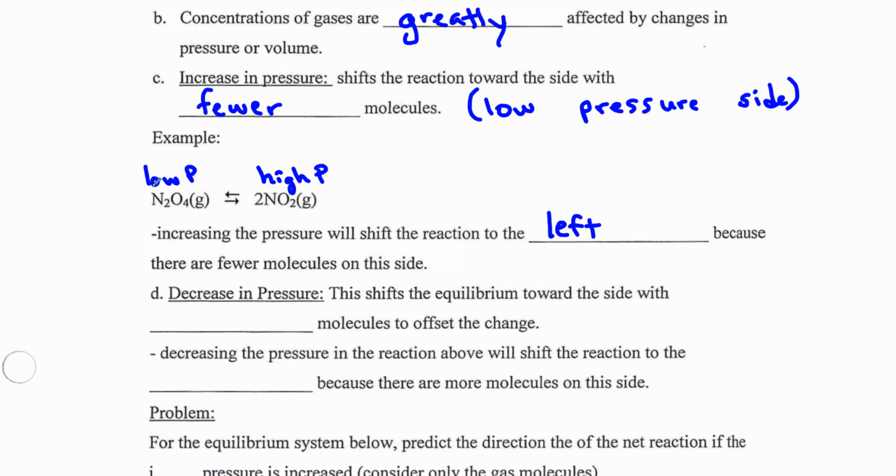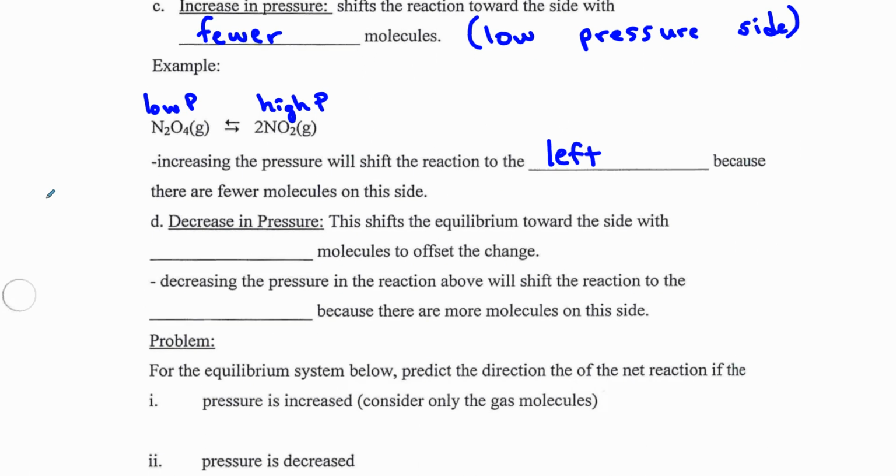So you just need to identify which side is low and which side is high in order to figure out which direction it needs to shift. So in this particular example, it shifts to the left because the left side has fewer molecules and therefore a lower pressure. Okay, so you can imagine that a decrease in pressure will just do the opposite.